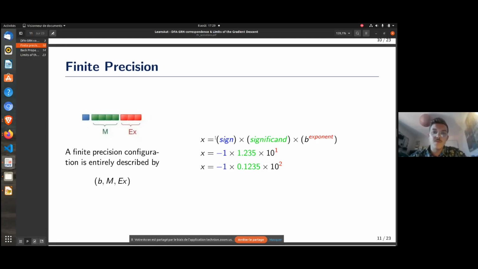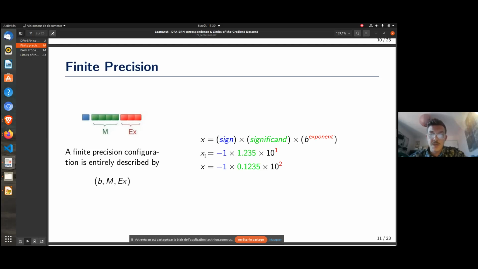And so we need 1 bit for the sign, because it's a binary information. Then we have a certain amount of digits for the mantissa, for the significand. So these are the digits that compose our number. They are ordered, and then we have a certain amount of digits allocated for the exponent. B represents the basis in which we are working, and so every float number will be represented in this form. It's just a product of 3 numbers.